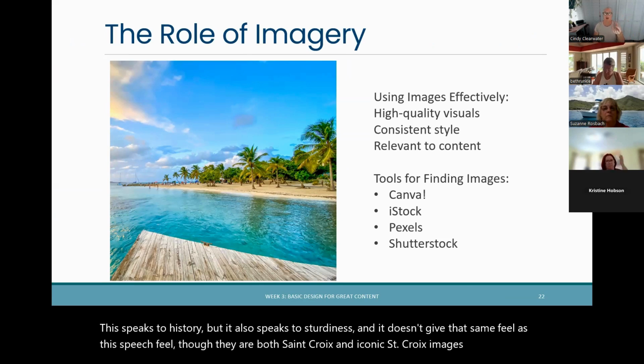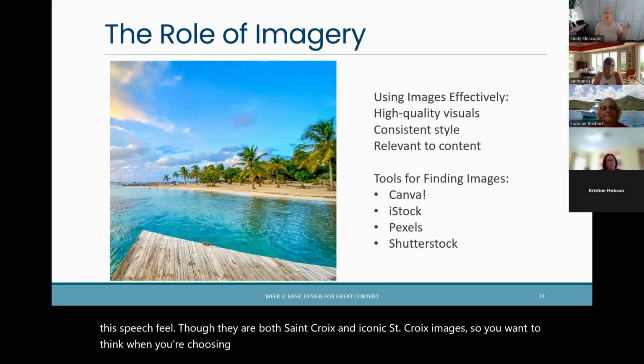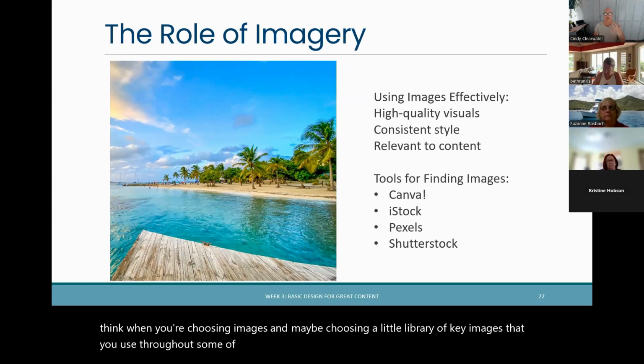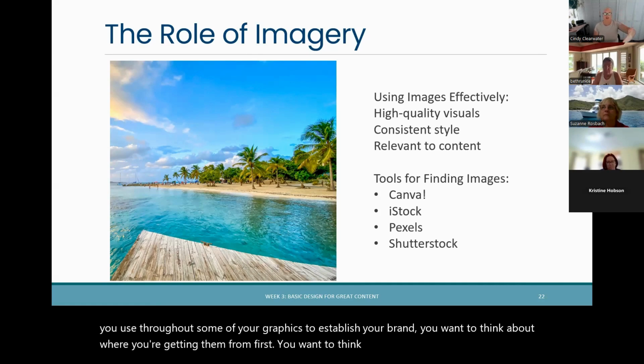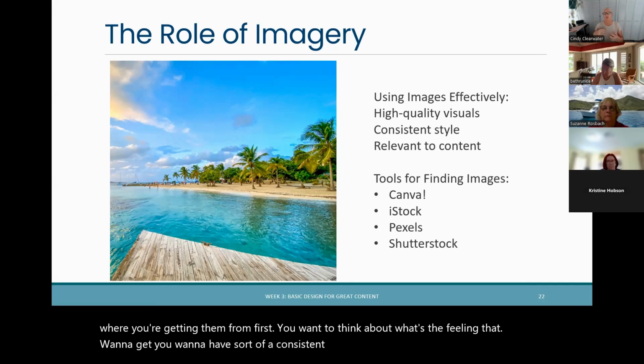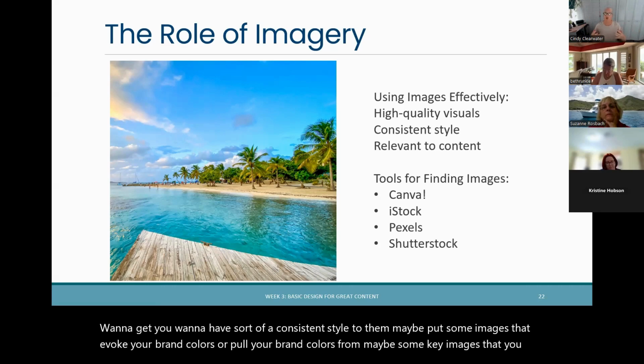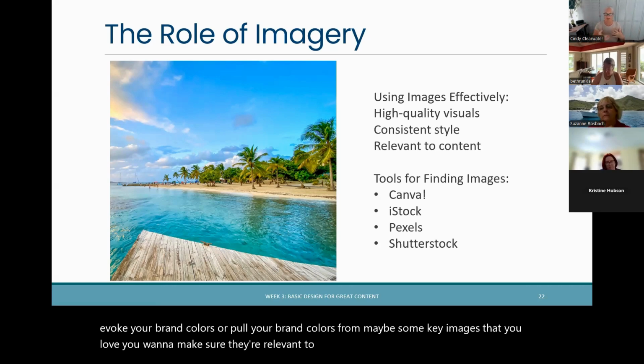So you want to think when you're choosing images, and maybe choosing a little library of key images that you use throughout some of your graphics to establish your brand. You want to think about where you're getting them from. First, you want to think about what's the feeling that I want to get. You want to have sort of a consistent style to them, maybe put some images that evoke your brand colors or pull your brand colors from maybe some key images that you love. You want to make sure they're relevant to what your ICA is going to want to feel when they're interacting with your brand.